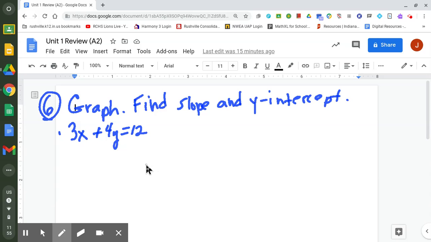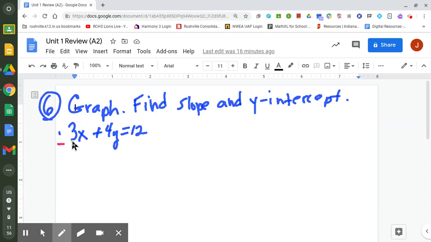On number 6, and this is number 6 on Math Excel, but I believe it's number 6 on the packet worksheet that Mr. Hedrick gives, so just keep that in mind. So you're given this equation, you're asked to graph it and to find the slope and the y-intercept. Before we can find the slope and the y-intercept and graph it, we have to solve this equation for y.